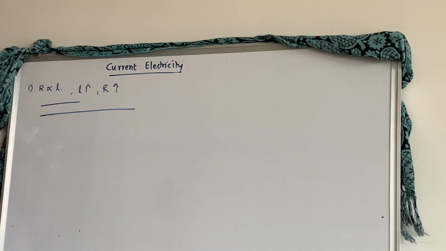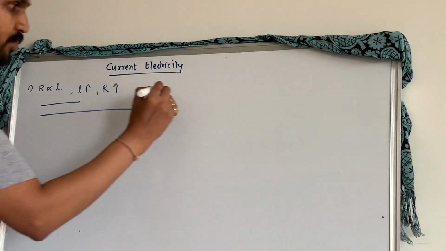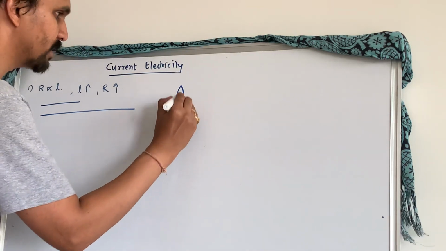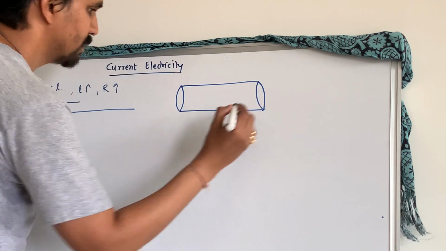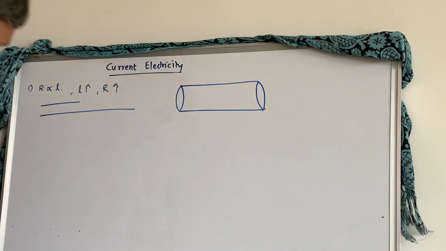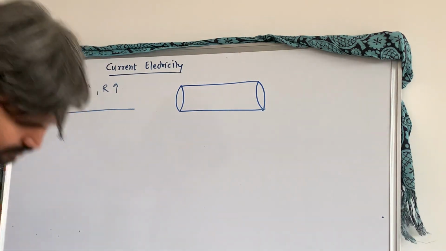Achha, before that, what exactly is the obstruction? Now check this part properly. This is our conductor, right? Now here I will show some metal ions, right?